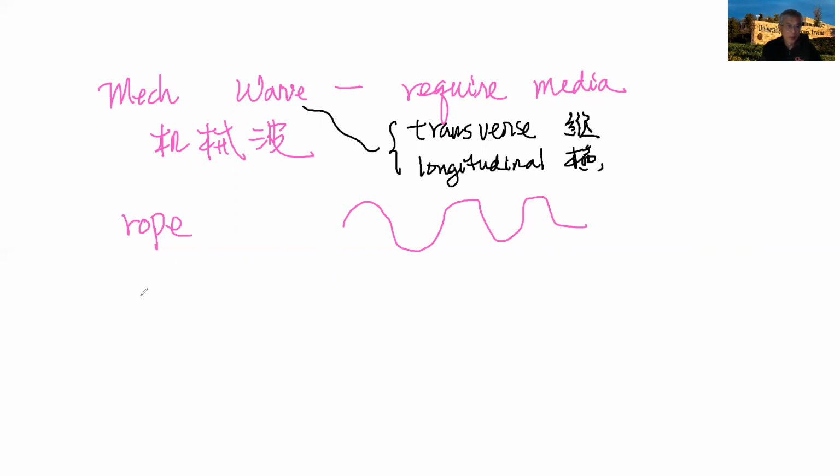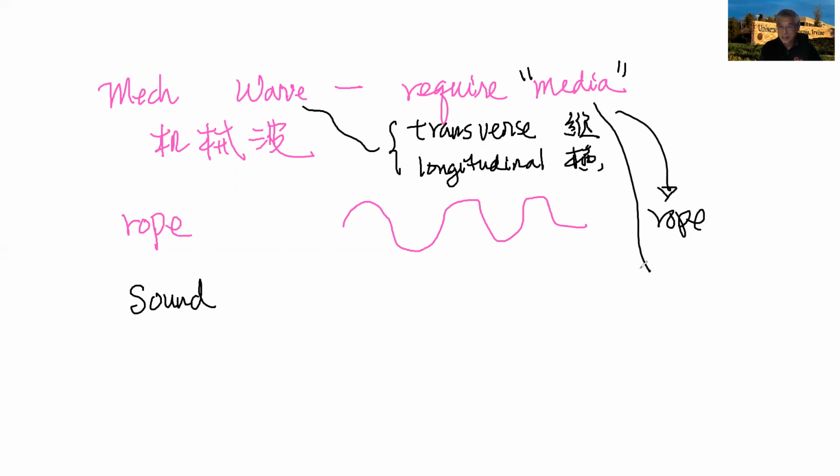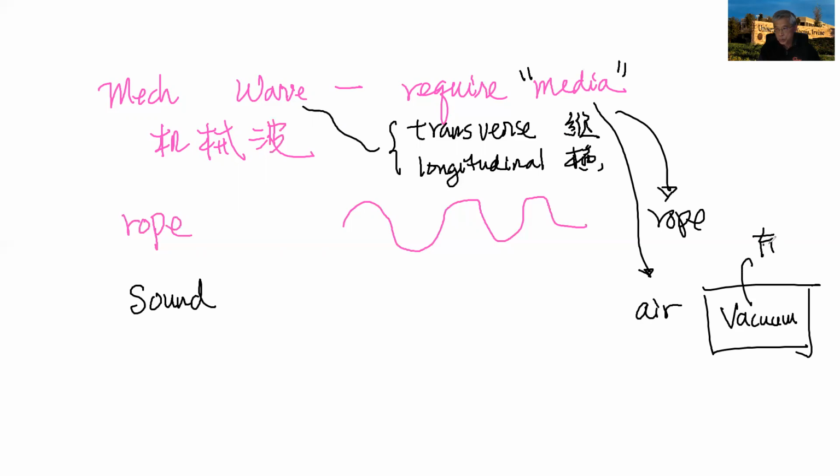And let's say you have sound. Sound is also a mechanical wave. But the important thing is it requires media. So here the media is the rope, obviously. And for sound, the media is the air. So let's say you talk in a vacuum. If you can create a vacuum, this is a vacuum. Vacuum in Chinese is called 真空.